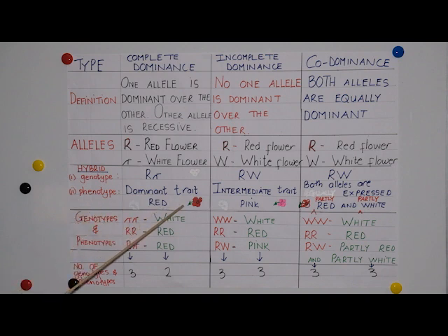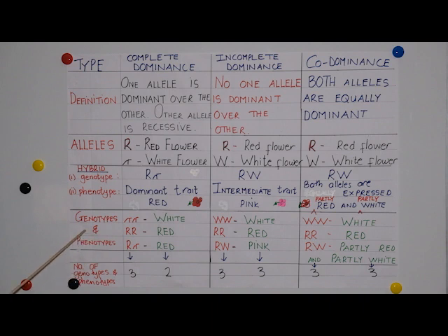For complete dominance, it is the dominant characteristic which shows up in the hybrid. For incomplete dominance, since no one allele is dominant over the other, an intermediate trait, in this case intermediate for red and white, which is pink, is seen in the hybrid phenotype. And the phenotype for this hybrid, for codominance, since both alleles are equally dominant, therefore both alleles are expressed, so this flower would be partly red and partly white.